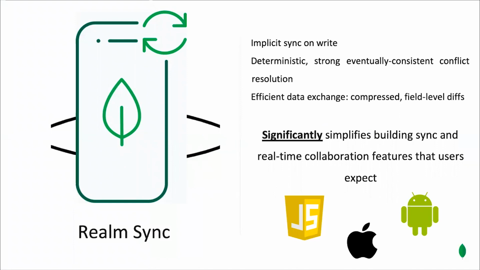As part of his research into Realm and Realm Sync and how it works, he read that sync is implicitly happening on writes, that data is efficiently exchanged by being compressed and by sending only the changes at the field level, and how overall Realm Sync significantly simplifies building applications that have sync and real-time collaboration features that users nowadays expect in any app. In addition to this, Realm made it very easy to work on cross-platform apps, whether it was JavaScript, iOS or Android.